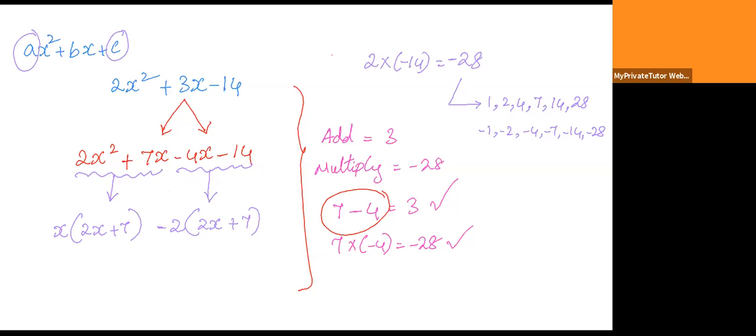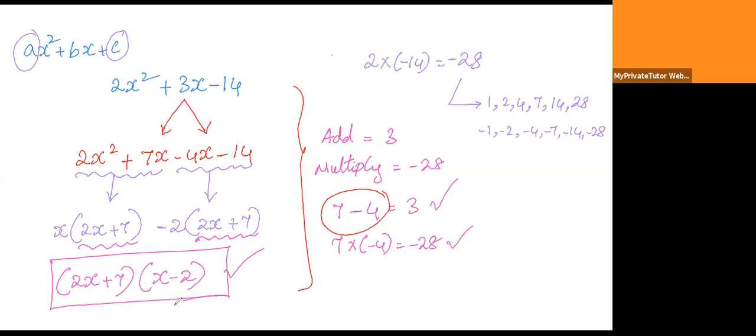So we got the things. You can see here, we have a common factor now. These two terms, 2x plus 7, is common in the expression. So please take that out and write down the remaining terms. What are the remaining terms? x and minus 2, so x minus 2. That's it. These two are the factors of this question.